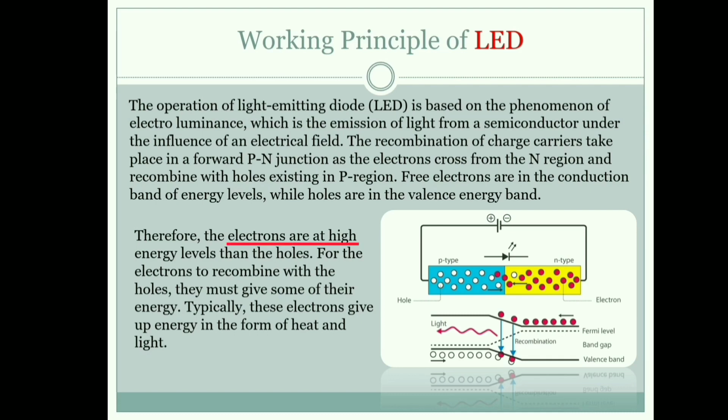Therefore, the electrons are at higher energy levels than the holes, which are at lower energy levels. For the electrons to recombine with holes, they must give up some of their energy. Typically, these electrons give up energy in the form of heat or light. As I told you, when the recombination process takes place, they release some energy, and that energy can be either in the form of heat or light.